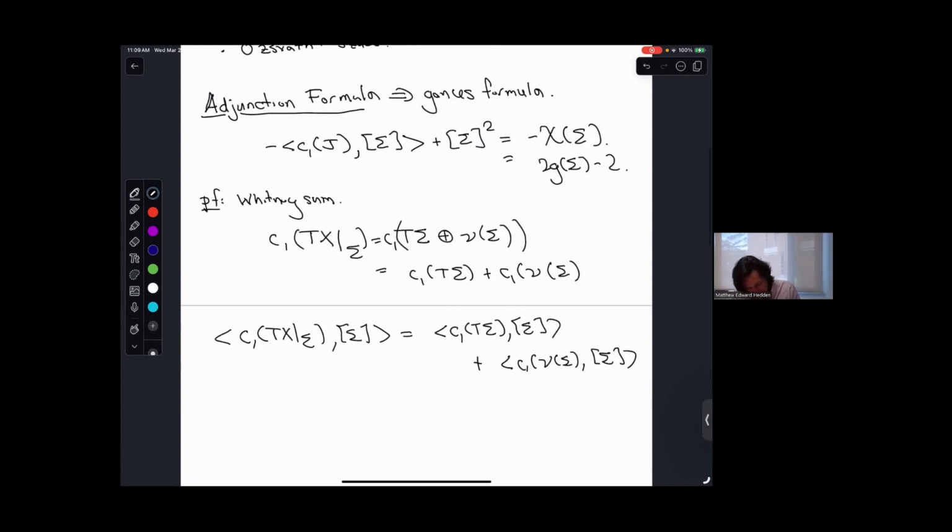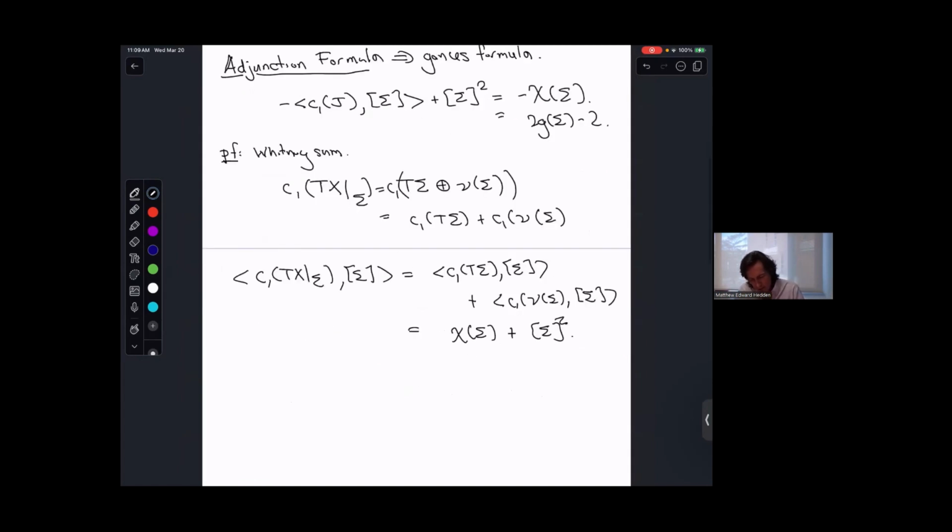So the right-hand side is equal to the Euler characteristic of sigma, the first term, and then the second term is the self-intersection, or the number of zeros of a generic section of the normal bundle. So rearranging the terms, we get it. Okay, so that's the first ingredient.